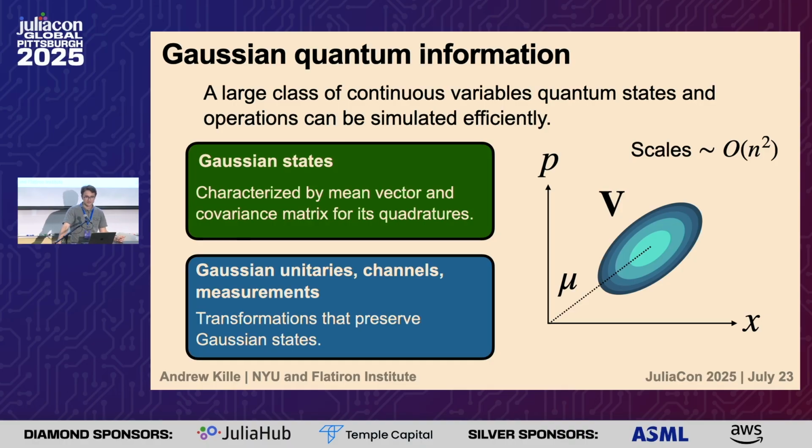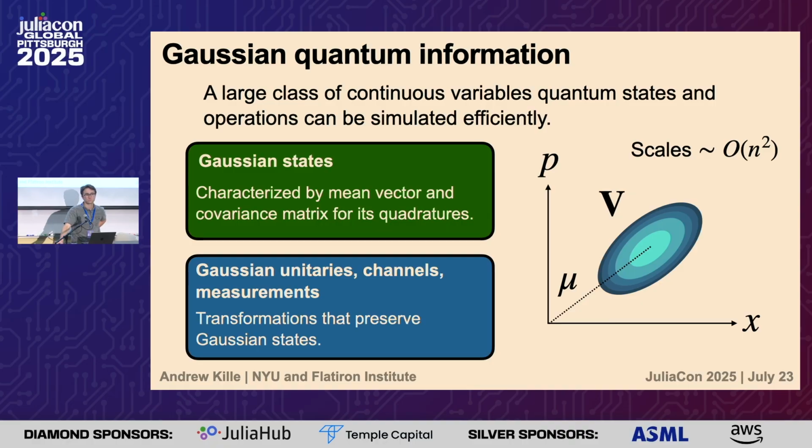And importantly, that scales like n squared rather than your really bad 2 to the n. So you can imagine, you can describe hundreds or maybe even 1,000 quantum harmonic oscillator modes as long as you're evolving them under some sort of transformation that preserves that Gaussian character. So that transformation is called a Gaussian operation.